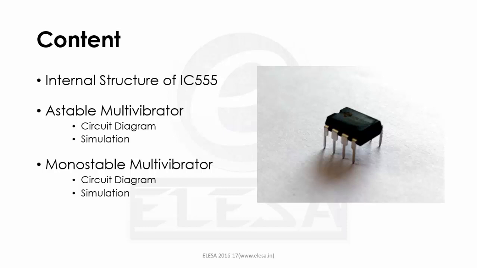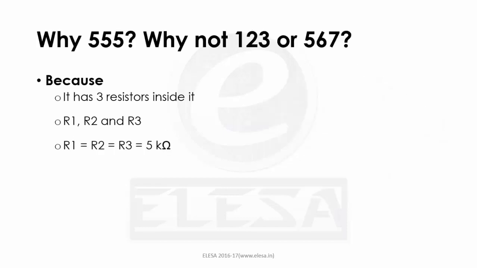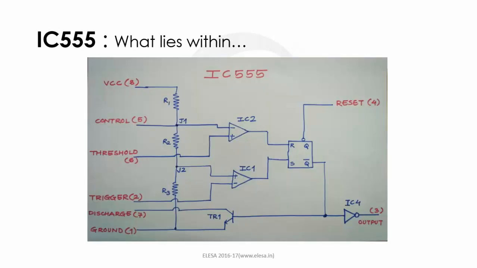IC555 is a well-known component in electronic circuits, but what is not known to most people is its internal circuitry and the function of the various pins present there. So to start with, why 555? Why is it not called 1, 2, 3 or 5, 6, 7? Because it has three 5 kilo ohm resistors in series inside it. So let's move on to the internal circuit.